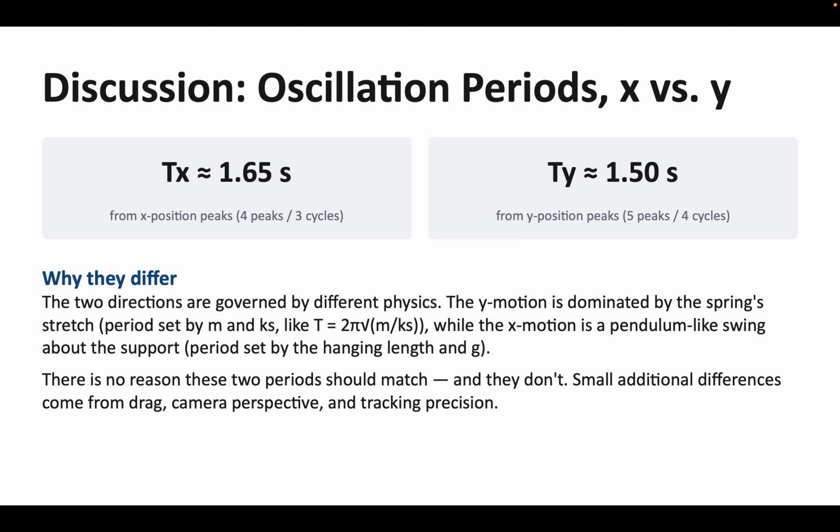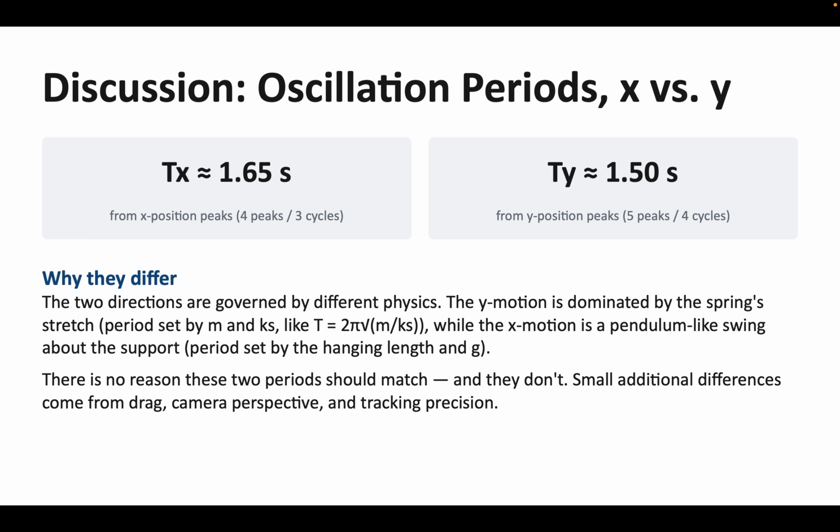So the second question is the oscillation periods from the peaks of my data. I measured a period of about 1.65 from the x, and 1.5 from the y. They're different because the two directions are governed by different physics. The y motion is a spring oscillation whose period depends on the mass and spring constant, while the x is pendulum-like swinging, whose period depends on the hanging length and gravity. There's no reason for these to match, and small effects like drag and tracking precision add to the difference.